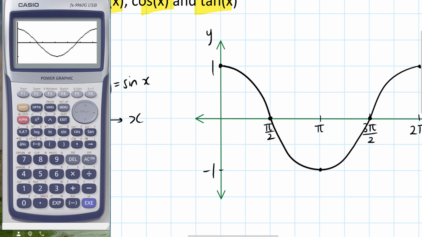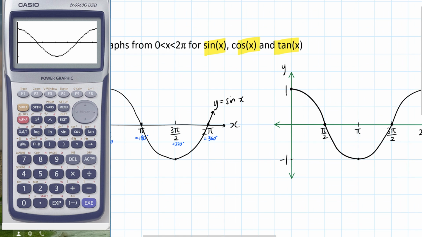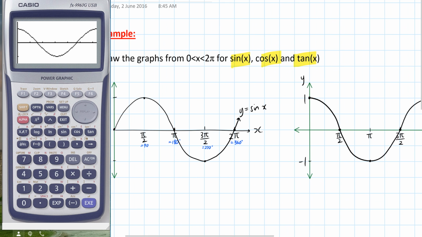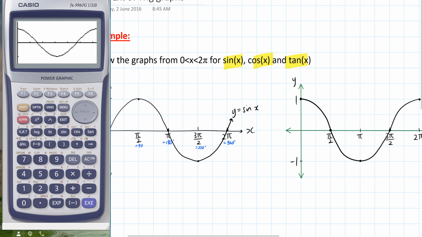So if we just compare those two, you can see that they're actually the same graph. It's just one is translated to the side. Okay, so they're different by it being translated by 90 degrees or by 2 pi.